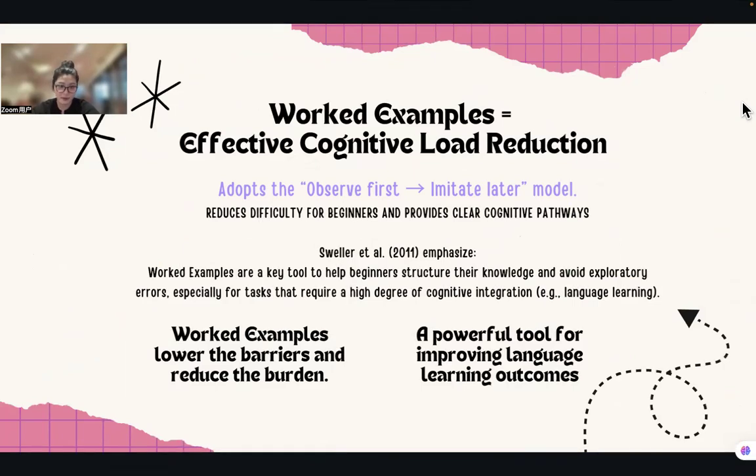So worked examples effectively reduce cognitive load because they use the model of observing first, then imitating later. This model can reduce difficulty for new learners and also provide a clear pathway to learn. So it's actually a very, very powerful tool for improving language learning outcomes.